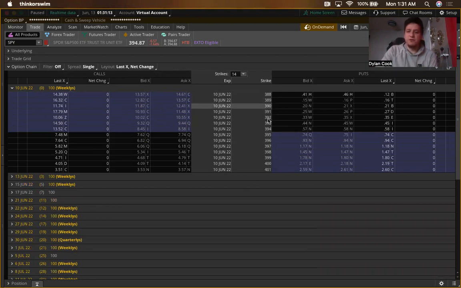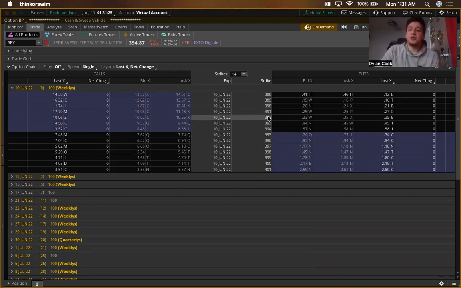So remember that if you're doing calls, it's like going to Vegas and betting that the market's going up. Puts is like going to Vegas and betting that the market is going down. And your strike price is what you're betting the market is going to. It's one of my favorite ways to think about it. It just makes the most sense to me personally.